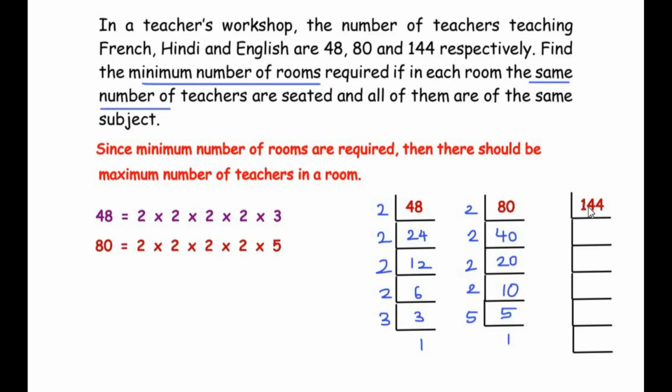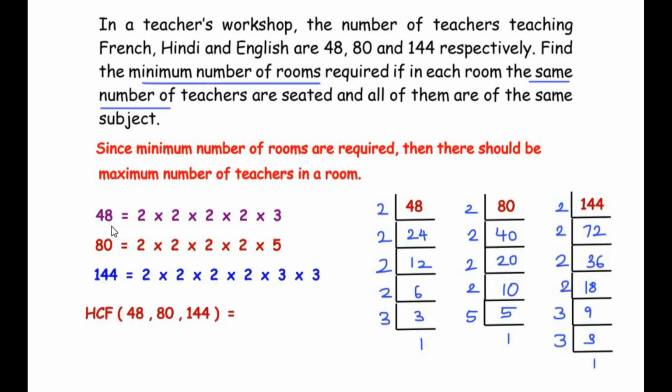Now finally let us prime factorize 144, starting with 2. So 2 72 times is 144. 2 36 times is 72. 2 18 times is 36. 2 9 times is 18. Now 9 goes in the table of 3, that is 3 3 times is 9. And 3 1 times is 3. So these are the prime factors of 144.